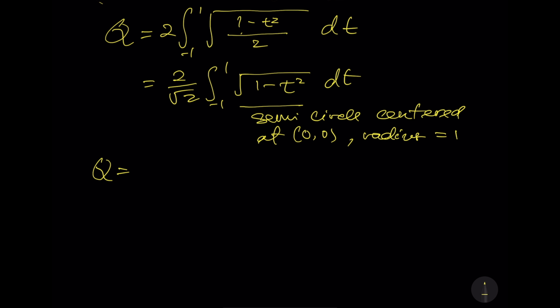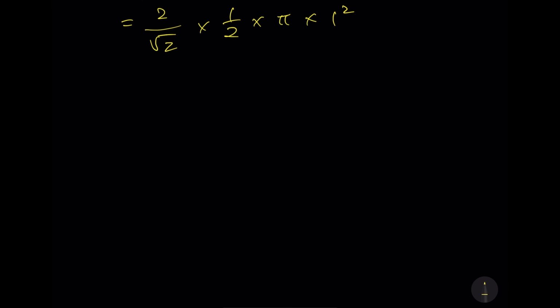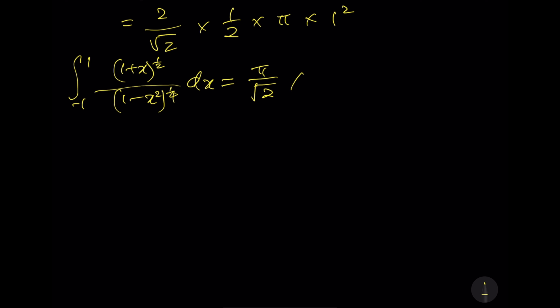Which means Q is equals to 2 divided by square root of 2 and then multiply the area of this semicircle, which is equal to 2 divided by square root of 2 multiply 1 over 2 multiply pi and multiply 1 power 2. Interestingly, we come to the final answer of the question by changing the sign of the variable, 2 round of substitution and area of semicircle. The final answer equals to pi divided by square root of 2.